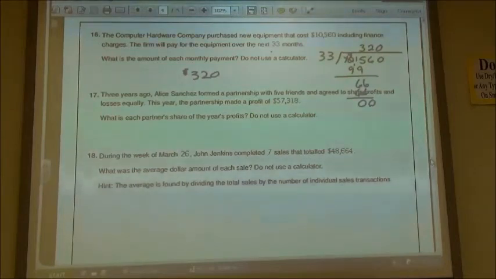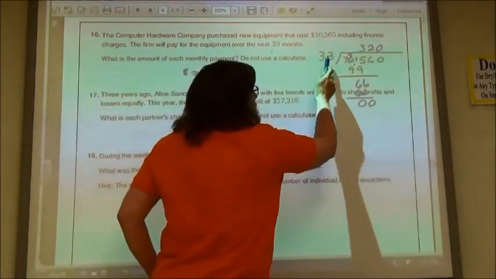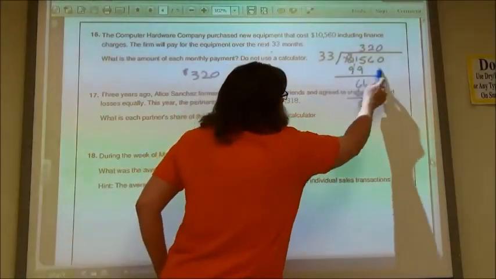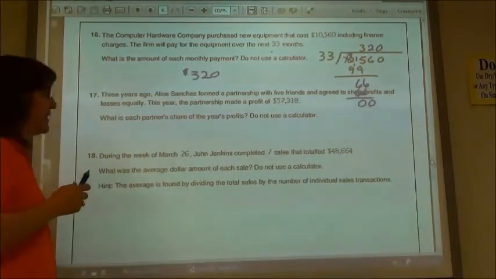And if you wanted to check that out, you would take 320 times the 33 payments, which is the 10,560, right? I just do the opposite and take my quotient, which is my answer, times my divisor to see if I get that amount of money I started with. 320 times 33, sure enough, is 10,560.